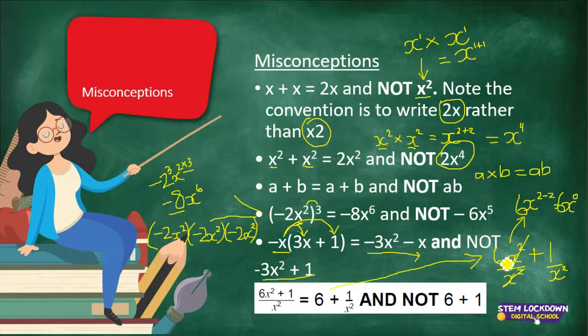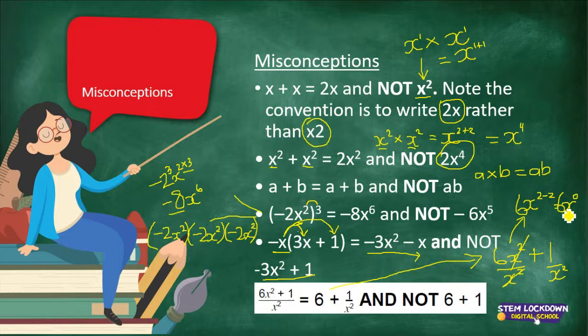There's your 6. What is x to the power 0, learners? Can anyone tell me? Please write your answer on the chat. What is x to the power 0, learners? Those of you who said x to the power 0 is 1, you're correct.